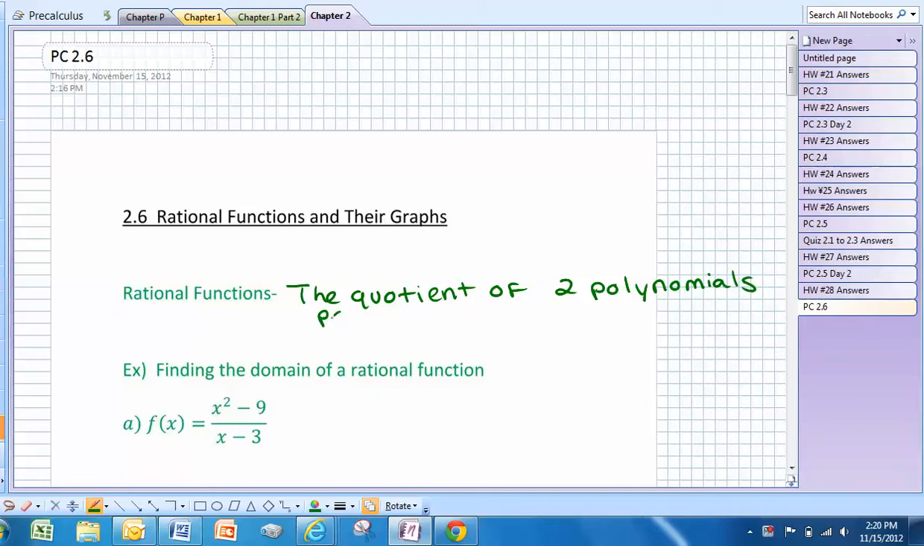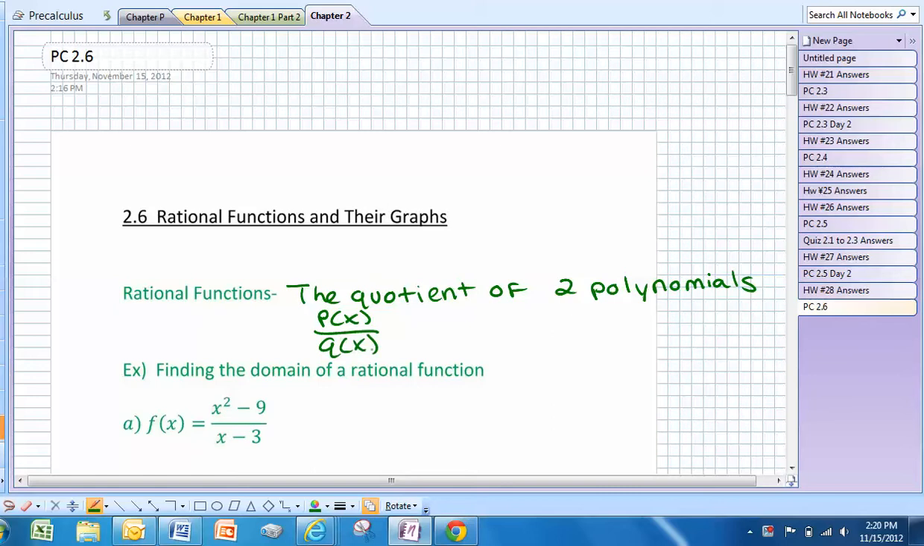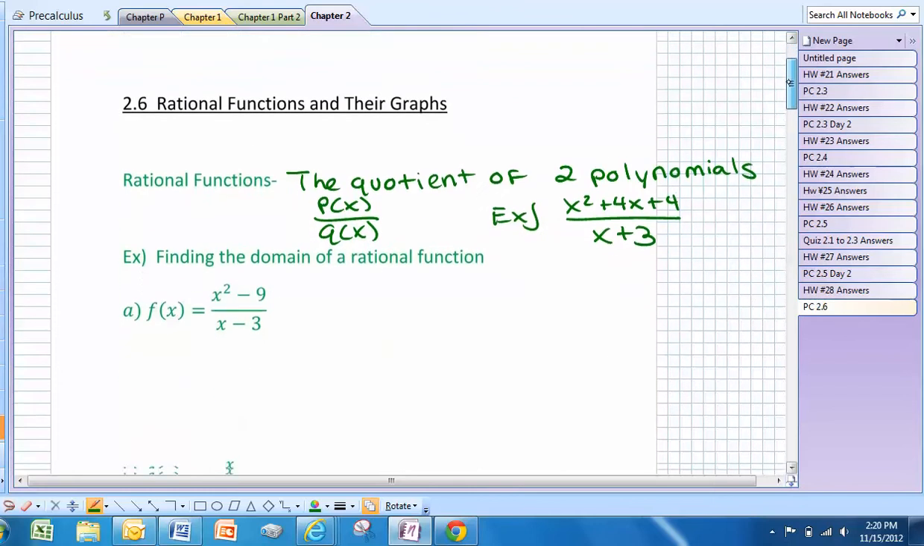So if we have p of x and q of x, and they're polynomials, when we divide them, we can make a rational function. For example, like x squared plus 4x plus 4 over x plus 3. That's a rational function because it's got two polynomials and you're dividing.